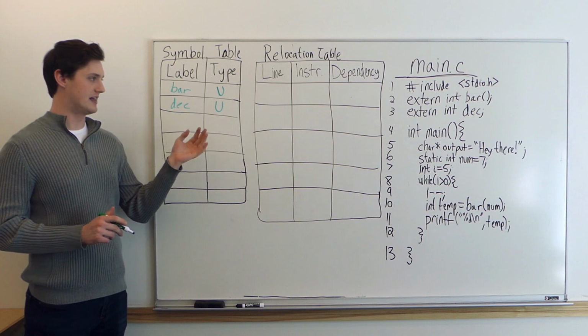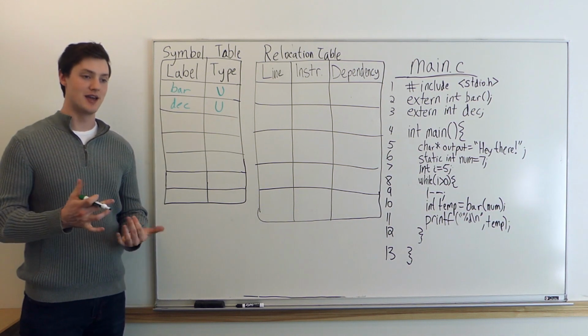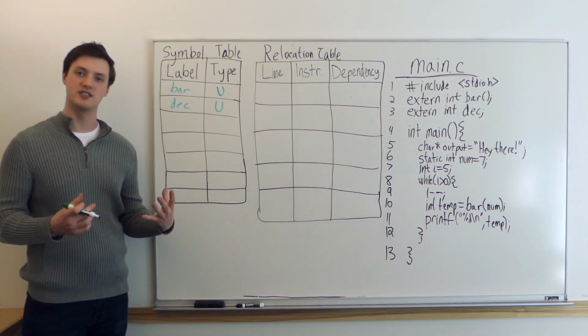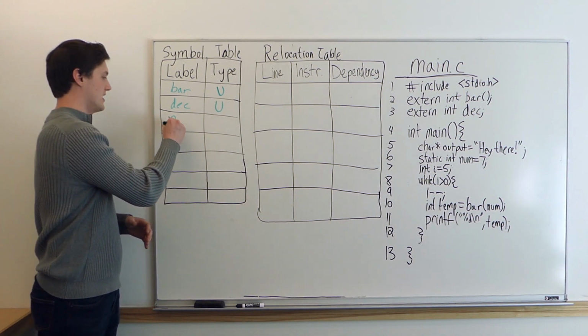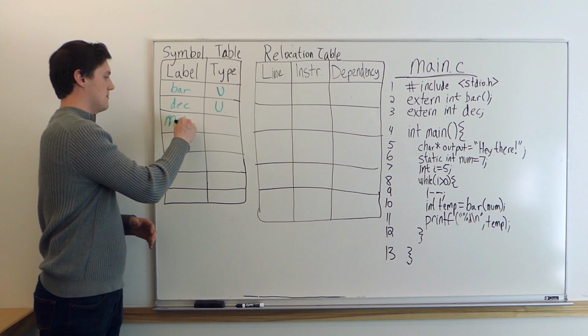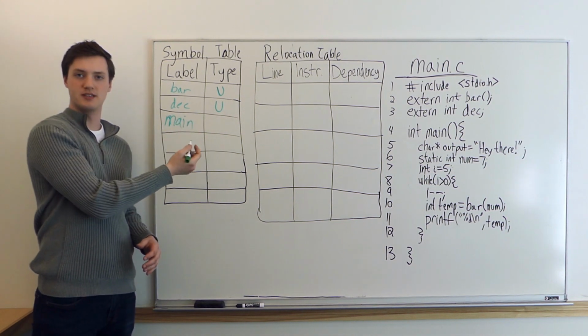So next we see that we have int main. And so now main is a function that's declared within the same file. And so that's a symbol that would be in the text field. So we'd say main is our label, and then the type is text.